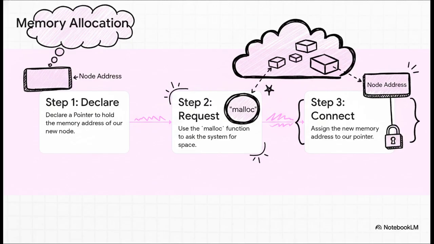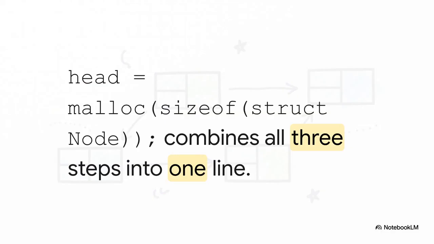Second, we use a C function called malloc, which just stands for memory allocation, to ask the system for a chunk of memory that's just the right size. And third, we connect our pointer to that brand new chunk of memory. And believe it or not, all three of those steps happen in this one single powerful line of code.